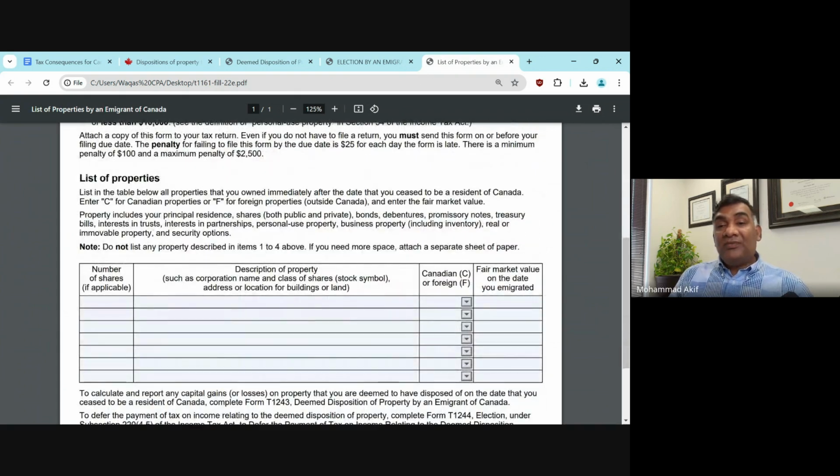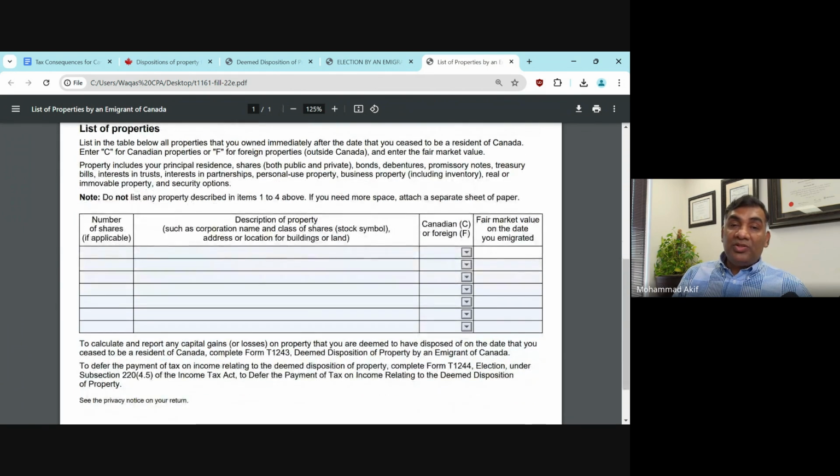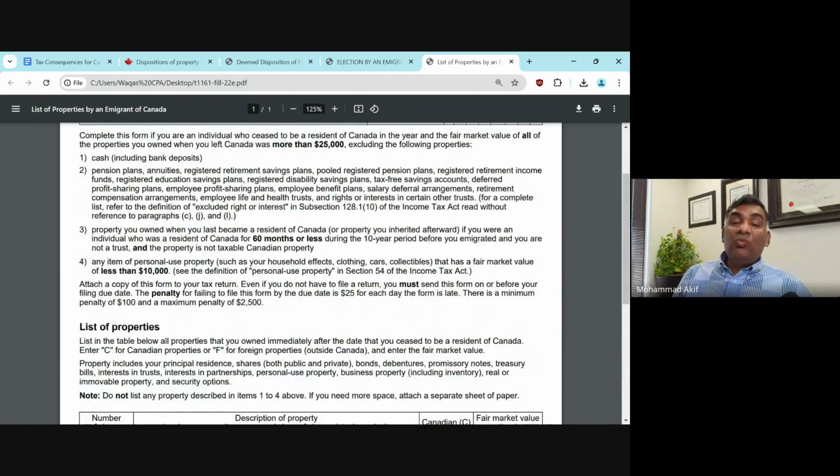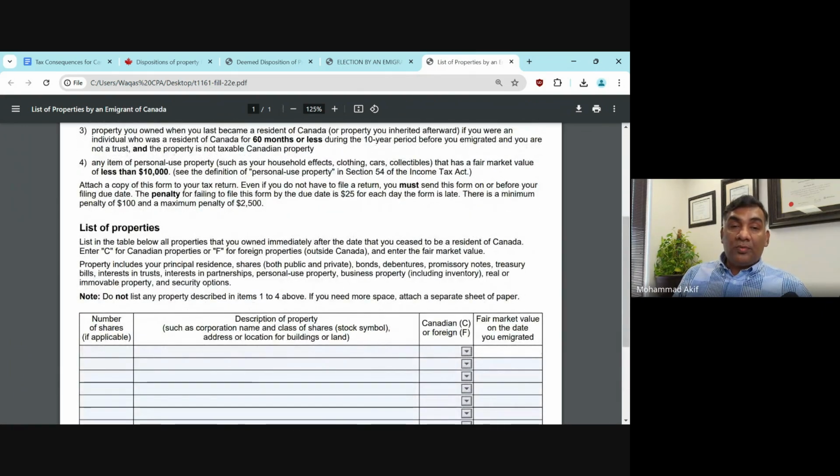The majority of times, what I've seen is a lot of Canadians miss reporting their rental properties on these forms, or stocks. I've seen where this has been missed. The description of the property must be listed in terms of Canadian or foreign property, and the fair market value of those assets. So make sure that you understand what is included and what is not included in this form.